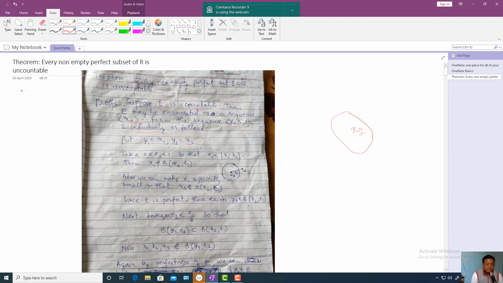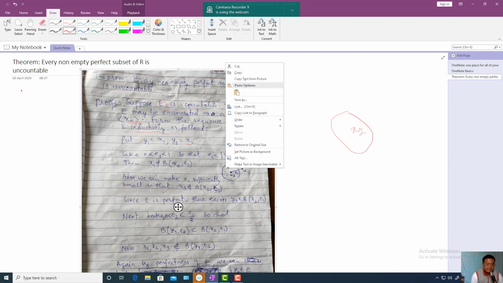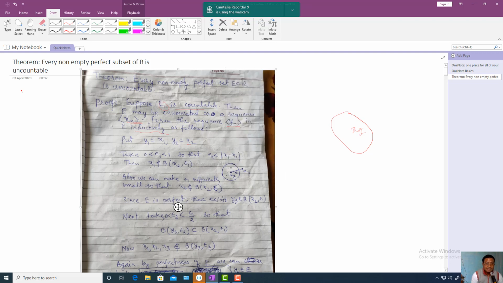Okay, then this epsilon 1, we can make it further smaller. Epsilon 1 sufficiently small so that x3 is not a member of this open ball again. Suppose x3 is here, then what you can do is make epsilon 1 smaller so that the point x3 is excluded from this open ball. Okay, so that you can do it.